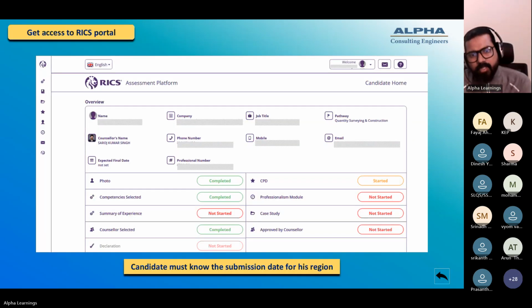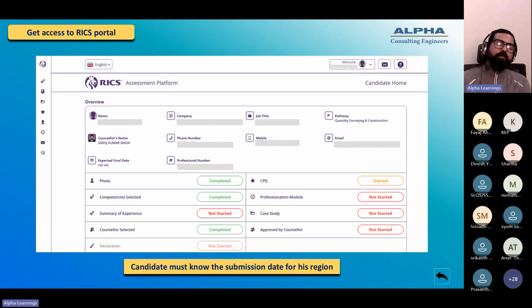Now, every candidate must know the submission dates of their region, when they have to submit. Before the submission date, you have to complete a few activities on your portal. Of all the activities, the most important is to complete your professionalism module, that is the ethics test.